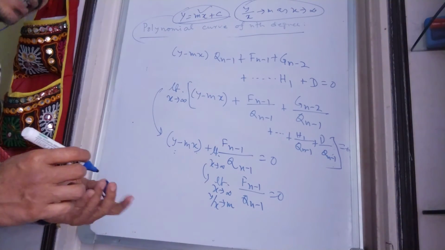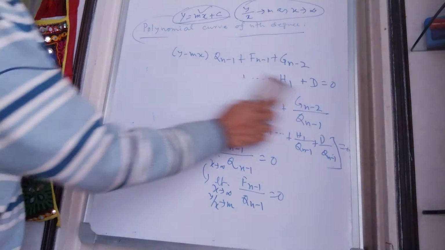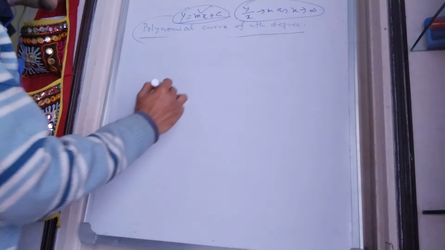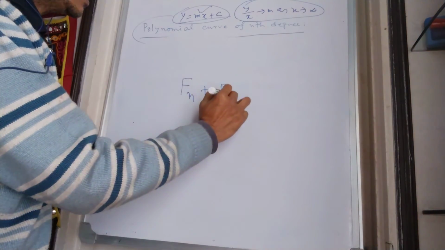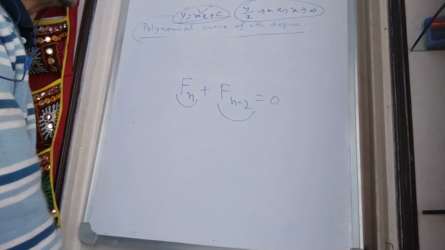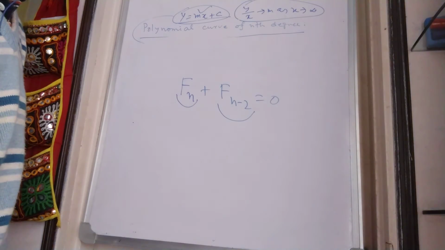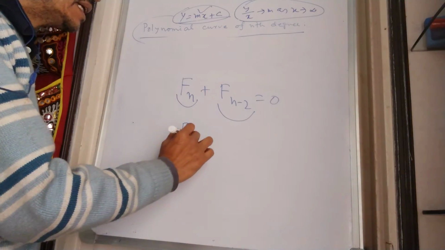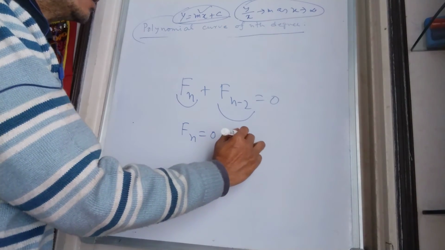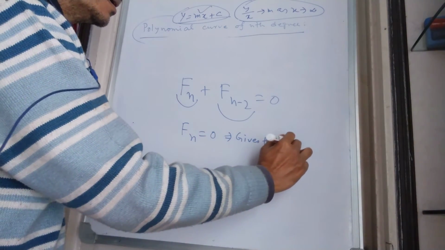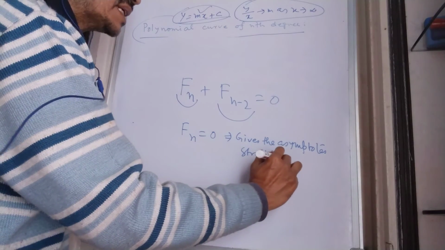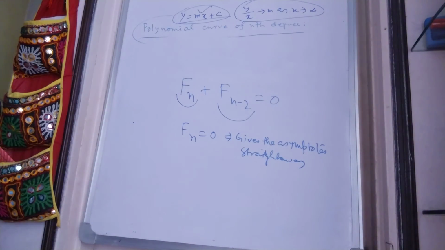That is the basic definition of asymptote. Another technique of finding asymptote that is a very straightforward and easy technique. If a polynomial curve of nth degree may be written as f n plus f n minus 2 equal to 0, that means we have the nth degree term and then we have the n minus 2th degree term and no other terms involved here, then we can straight away write that f n equal to 0, all the factors give the asymptotes straight away. All these are obviously about the oblique asymptote, you should remember.